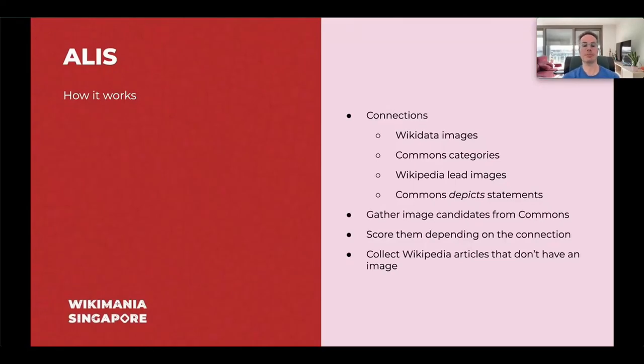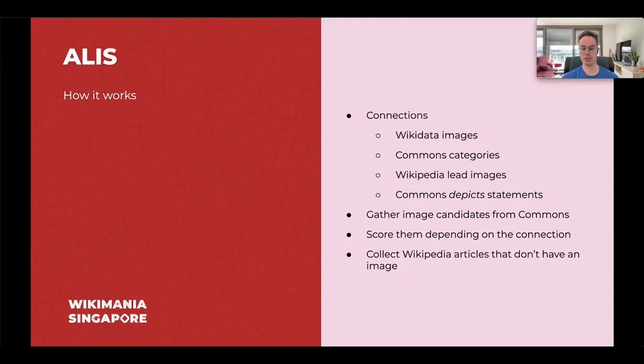I hope that the previous example has shed enough light on the mechanism behind Alice. And let's zoom now in a little bit more. Relevant image connections come from two Wikidata properties, image, P31, and Commons categories, P373. As you have seen, another signal stems from Wikipedia lead images. And finally, this isn't mentioned in the example, but we also use depict statements from the Structured Data on Commons project.